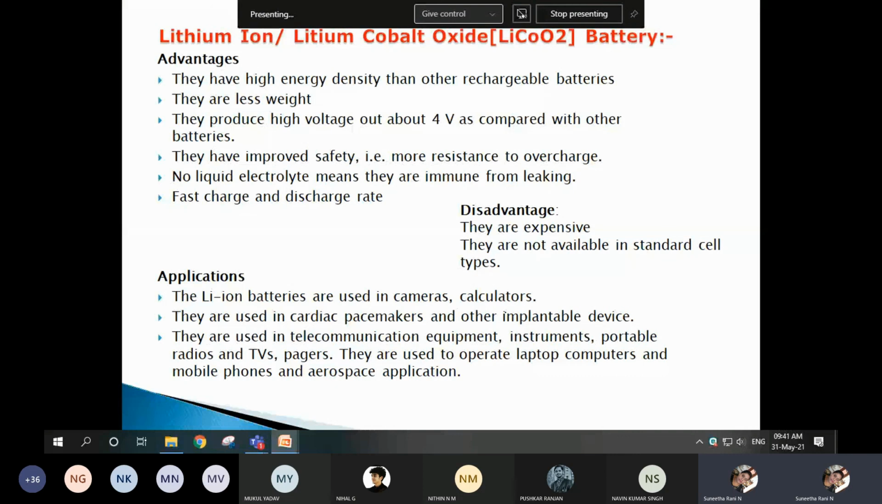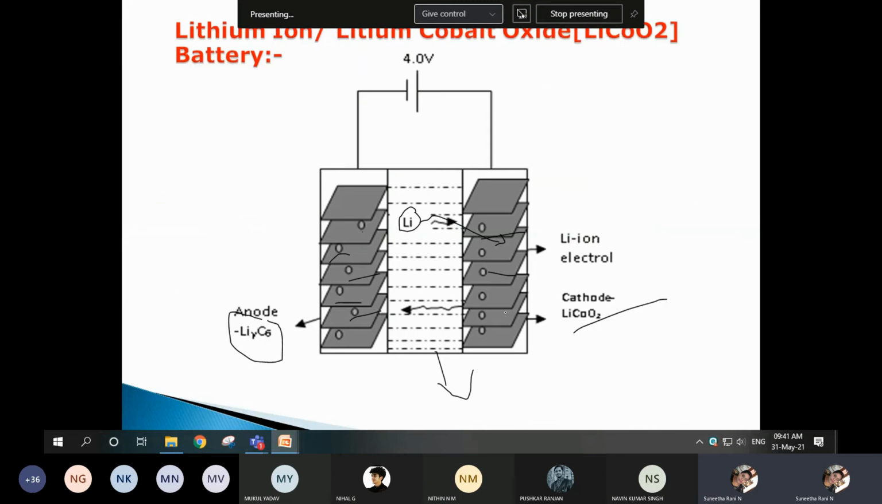as a secondary battery. Is this clear, understood? Or do you want me to repeat again?